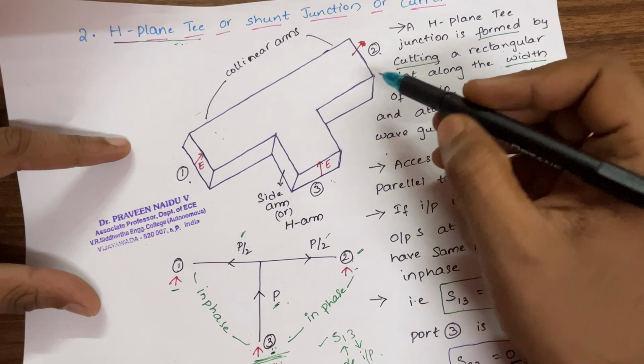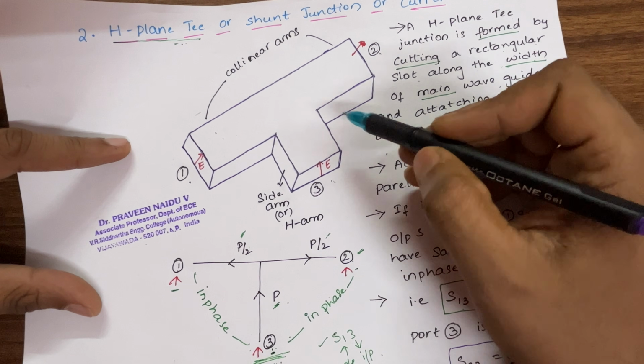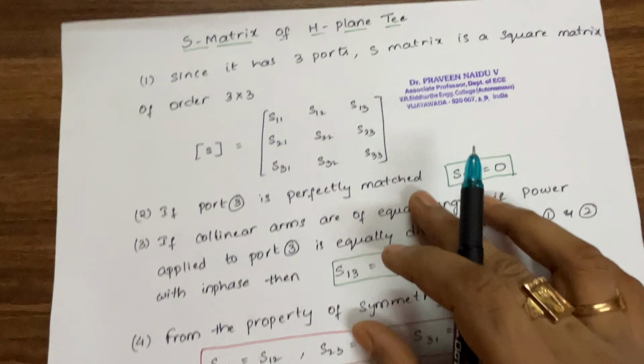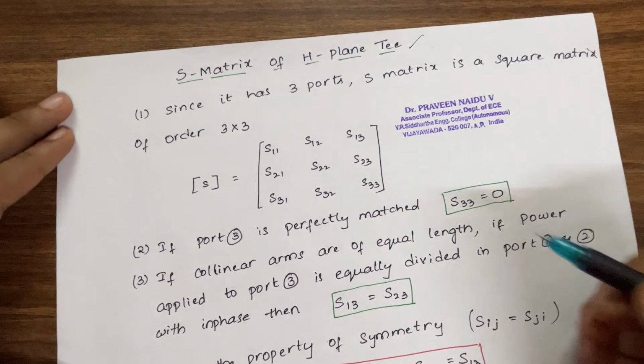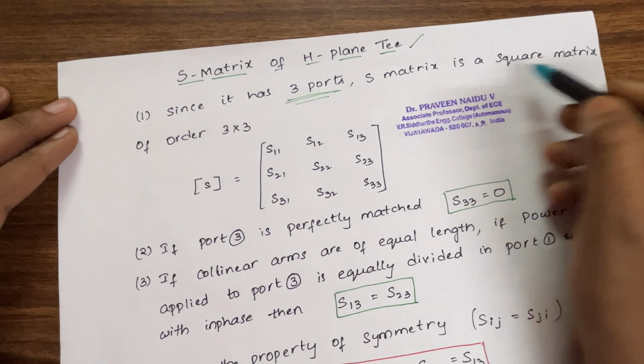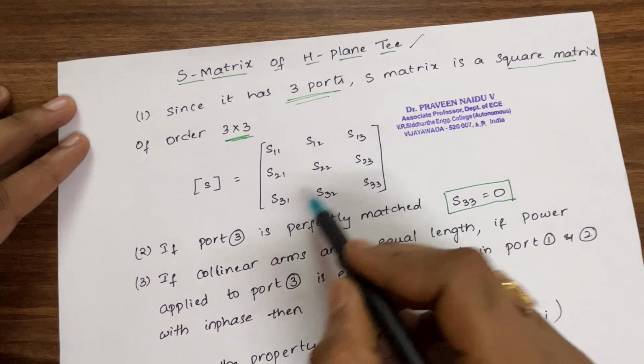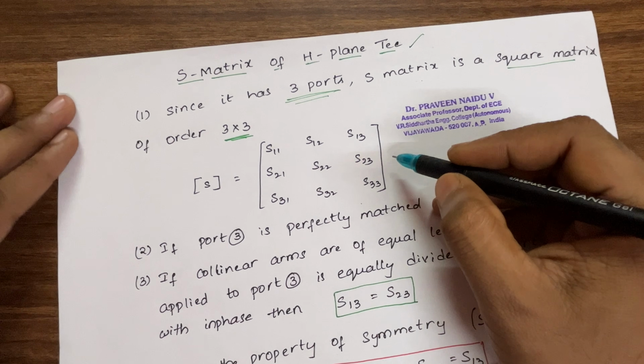This H plane T has 3 ports. So please remember, 3 ports means the matrix size will be 3 by 3. So in this S matrix of the H plane T, since we have 3 ports, the size of the matrix is a square matrix of order 3 by 3. That means 3 rows and 3 columns will be there, which is similar to the E plane T.